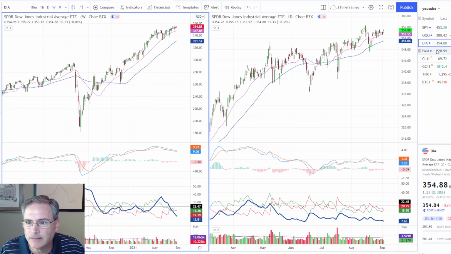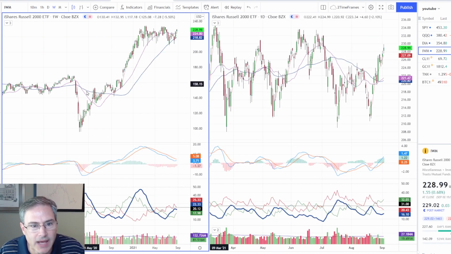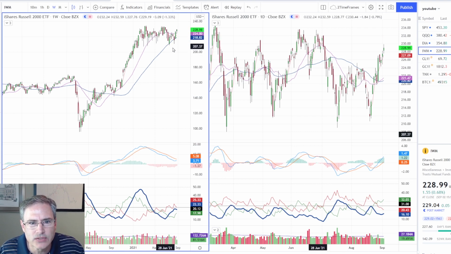And then finally, the IWM has continued to work sideways. Now we're getting another push. I've been talking about this for a while. Notice how this keeps providing support down here. A significant amount of support in the 210, 220 zone for the IWM. I don't think this is going to break out this time.